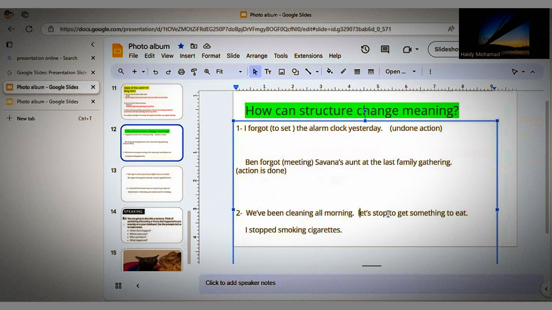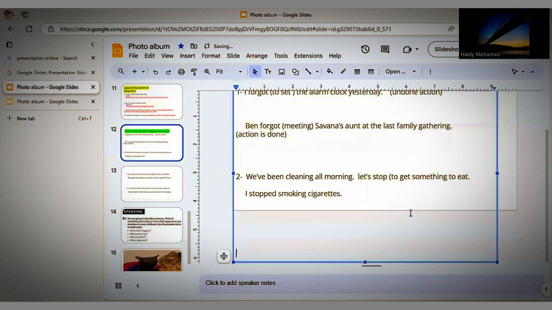So when we have a base form after stop, like here, to get, we need to learn that we have a finished action for engaging in another action. But here, I stopped smoking cigarettes. Here I quit a bad habit like smoking cigarettes. So that's the difference.